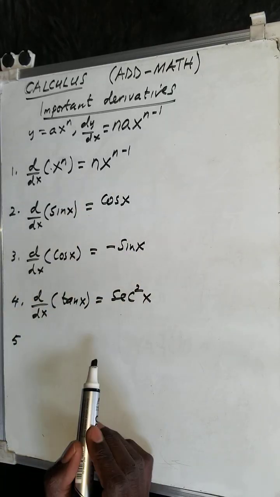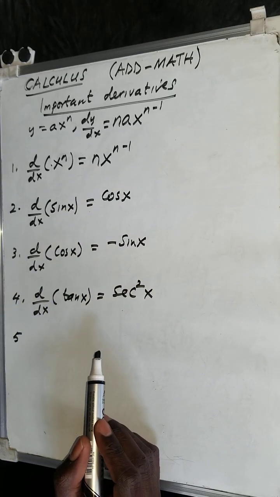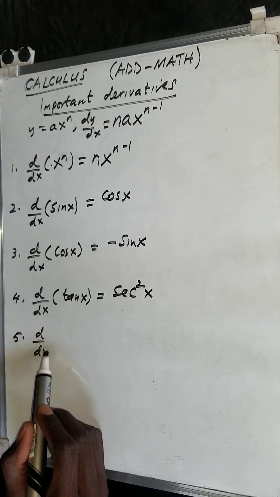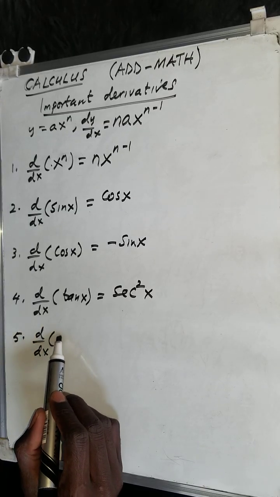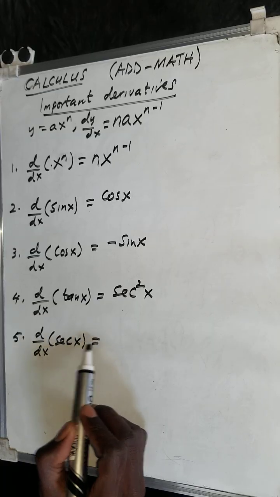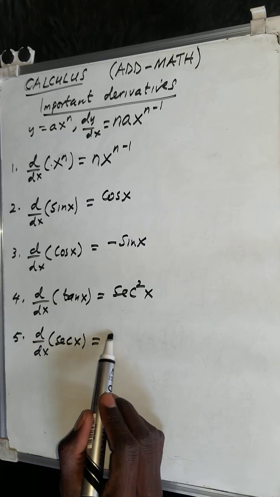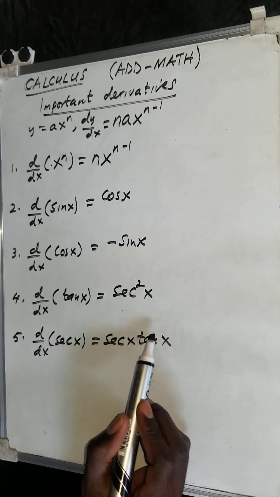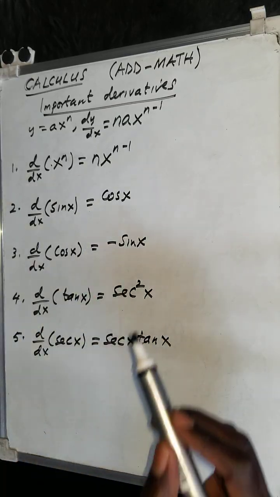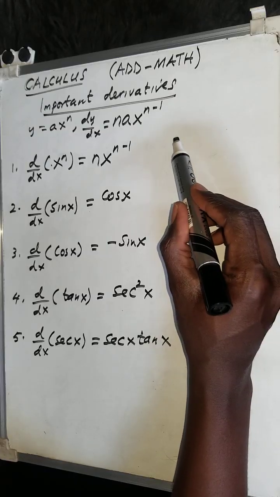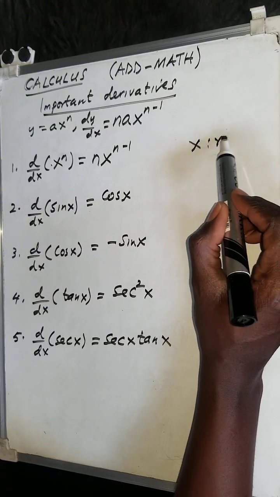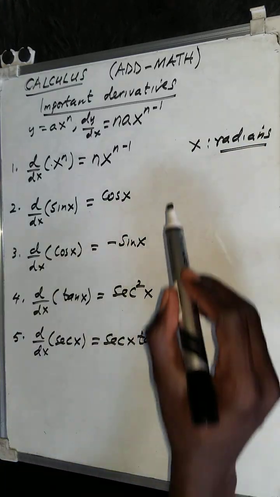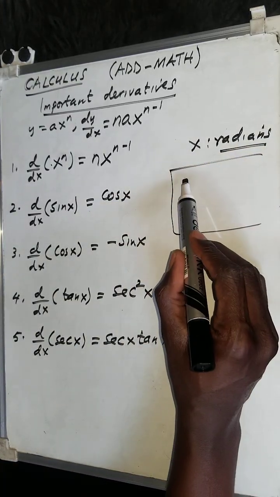You can actually prove all these. I'll show you in my other video where I'm going to prove some of these. You can also find the derivative of sec x. The derivative of sec x will give you sec x tan x, where the x are obviously angles, and in most cases when you talk about the angles x, they are normally given in radians.